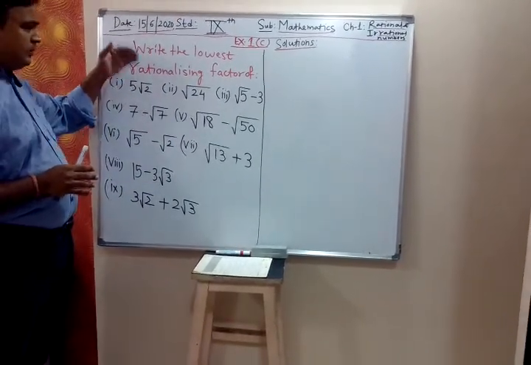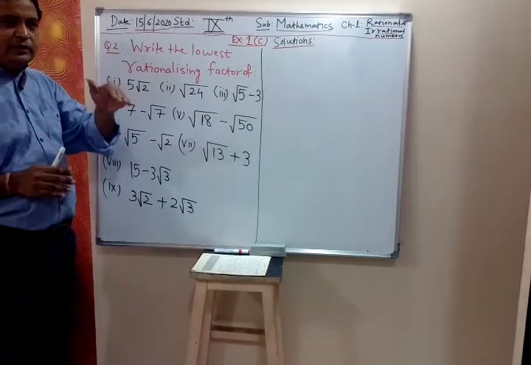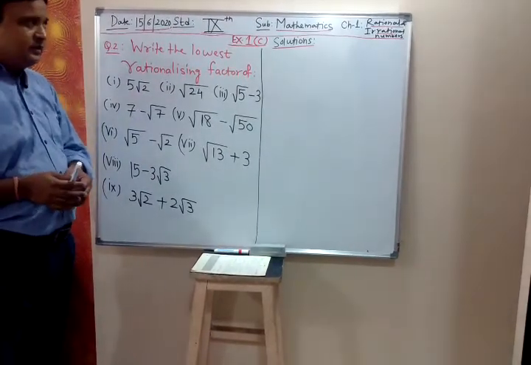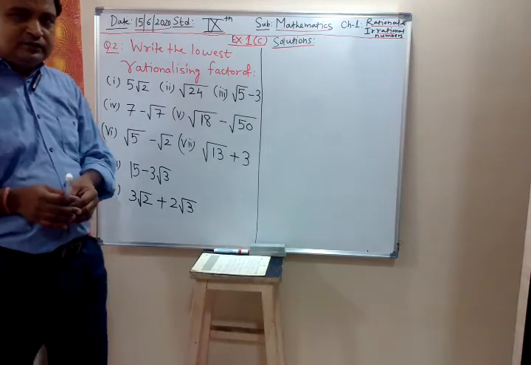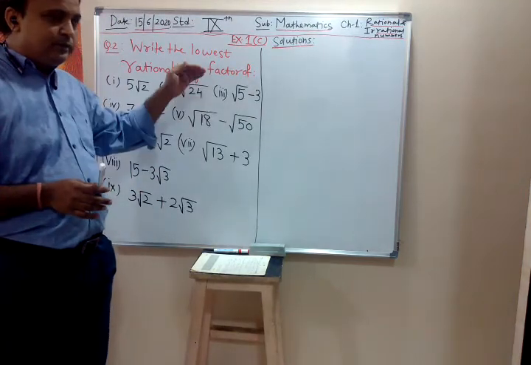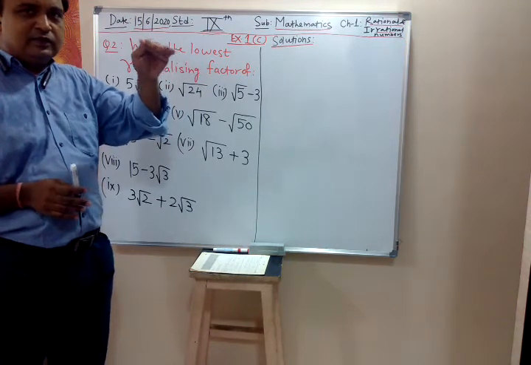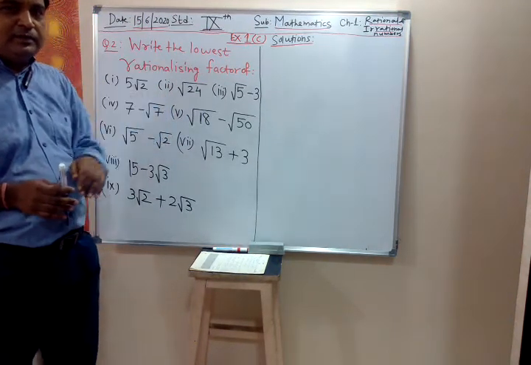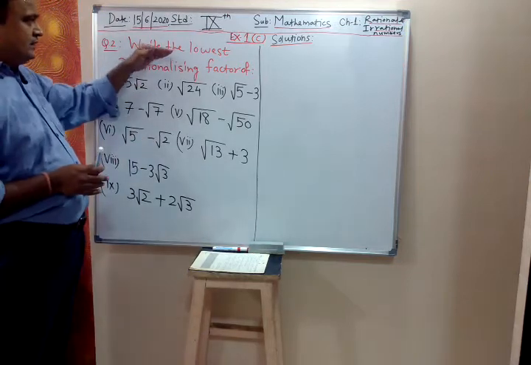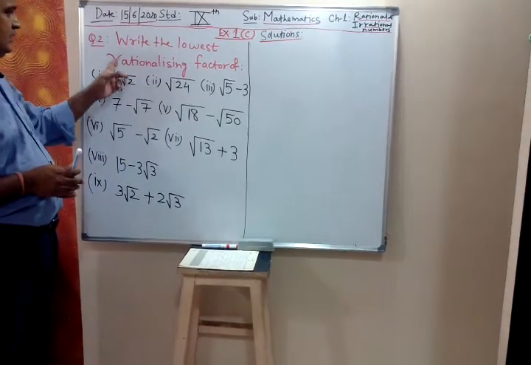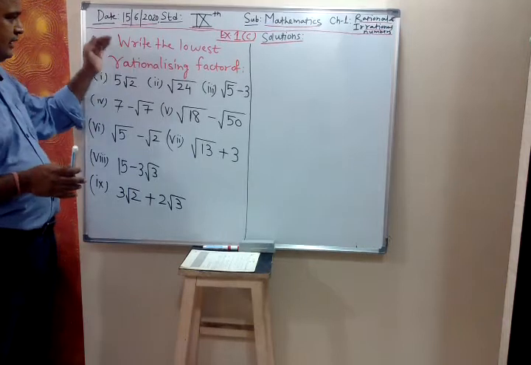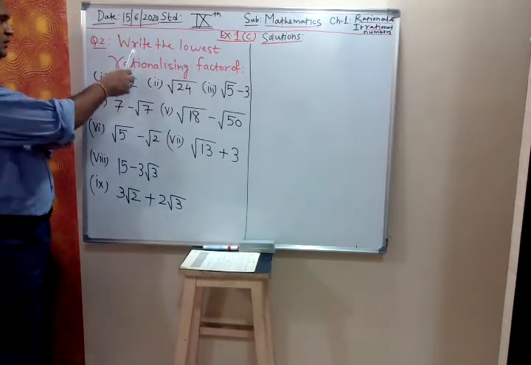Question number 2 onwards, whichever problem we will do in this chapter 1, all are important. And up to now we have created the base. Exercise 1A, exercise 1B, that was the base for this chapter. Now exercise 1C onwards. Question number 2, write down this fast in the notebook.